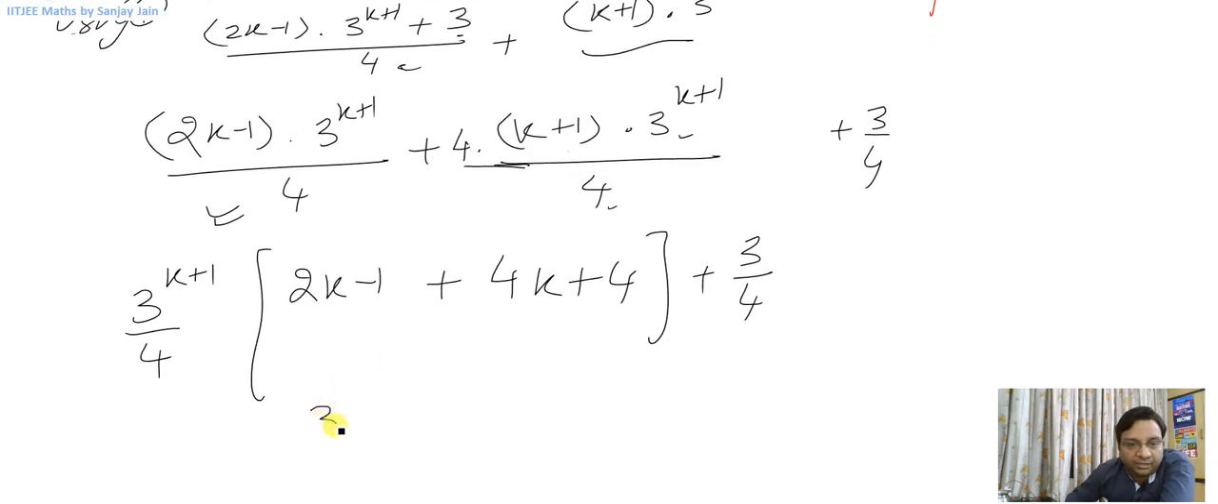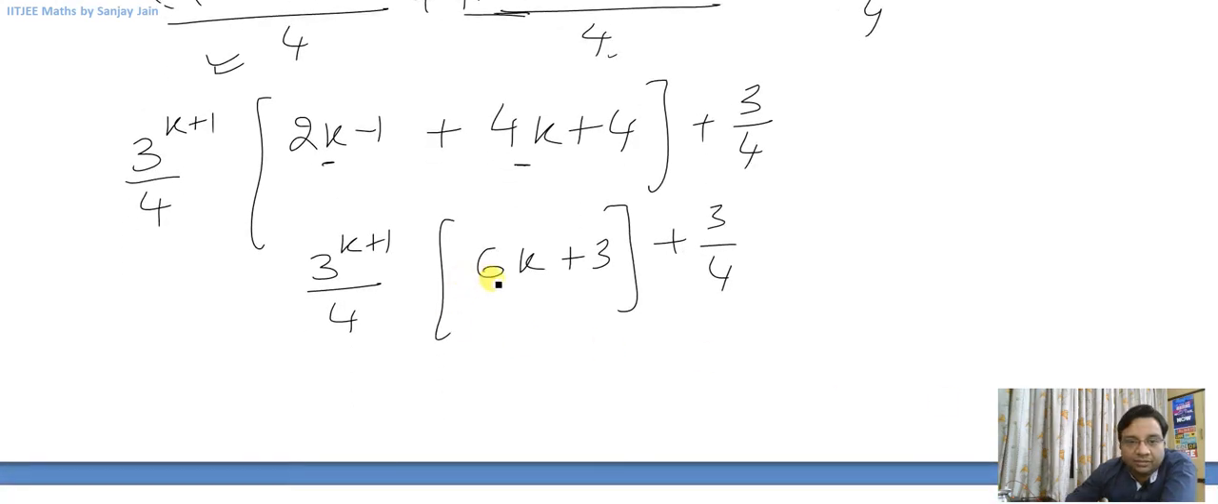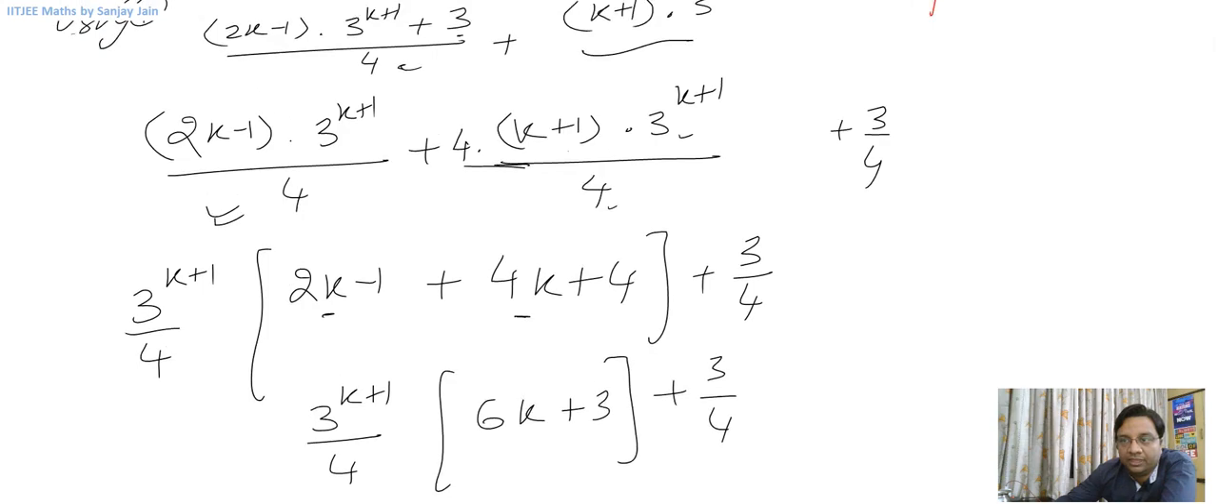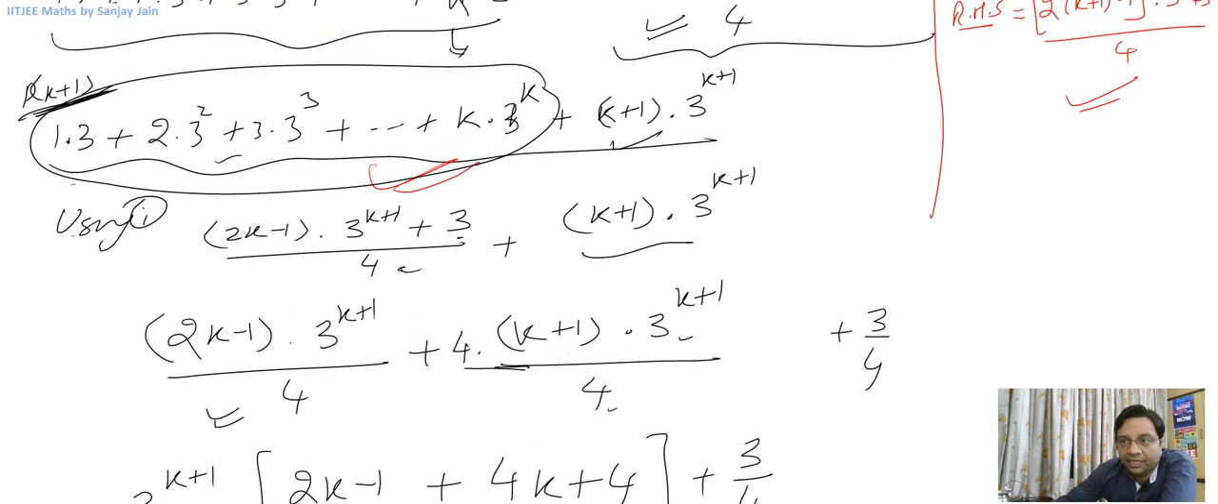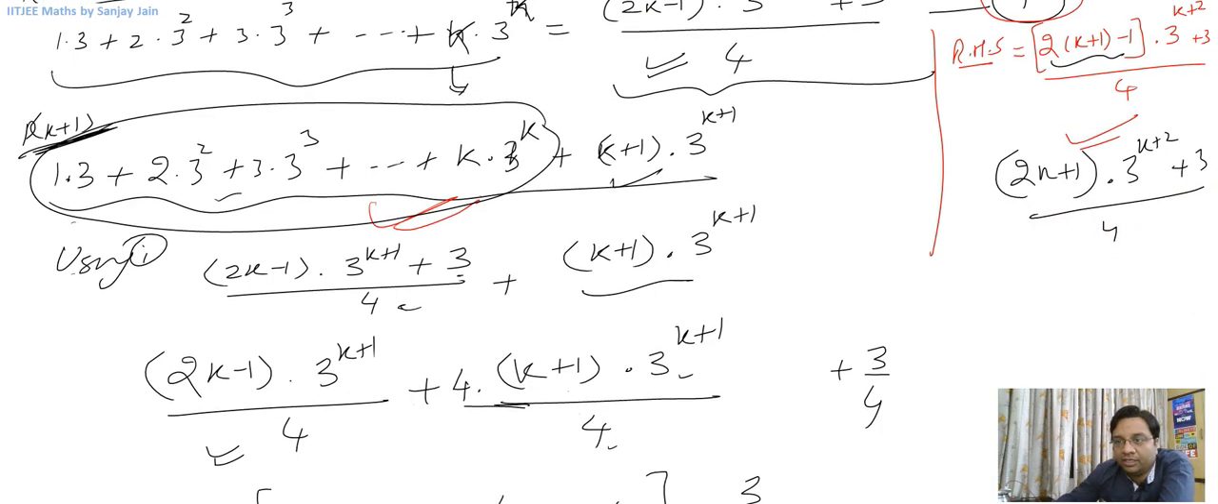Now let's manipulate it. This term 3 raised to power k plus 1 divided by 4, and here I've got 6k plus 3 by 4. Now this is what? This 3 can be taken as common, so it will be 2k plus 1 here. Now what do I require on right hand side? I should be careful about that, because I need to do manipulations accordingly. So this is nothing but 2k plus 2 minus 1, that is 2k plus 1, right, into 3 raised to power k plus 2 plus 3 divided by 4. This is what I require.